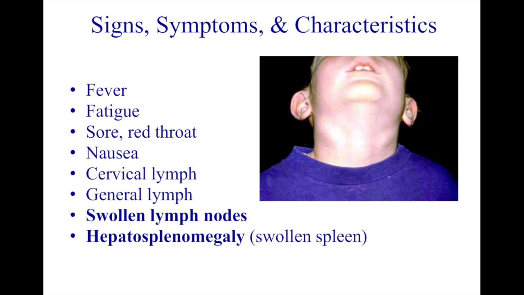Signs, symptoms, and characteristics. People often get a fever. They'll get fatigue, maybe a sore throat, nausea, cervical lymph, general lymph, swollen lymph nodes, and then swollen spleen. That's what this word is here.